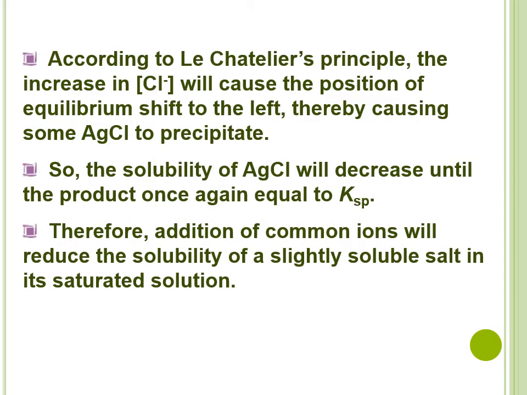Less solubility for silver chloride there means that more AgCl will precipitate. Why? Because according to Le Chatelier's principle, the increase in the concentration of Cl- will cause the position of equilibrium to shift to the left, making some AgCl precipitate. So the solubility of AgCl will decrease until the product once again equals Ksp. Addition of common ions will reduce the solubility of a slightly soluble salt in its saturated solution.